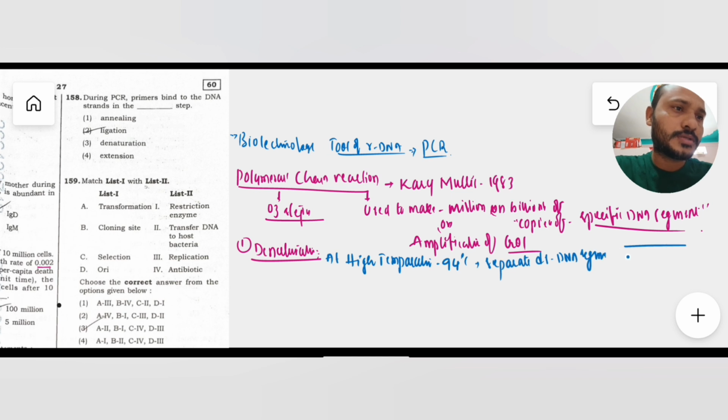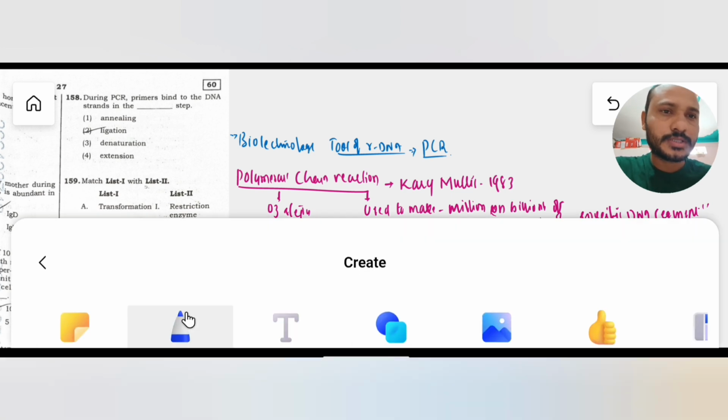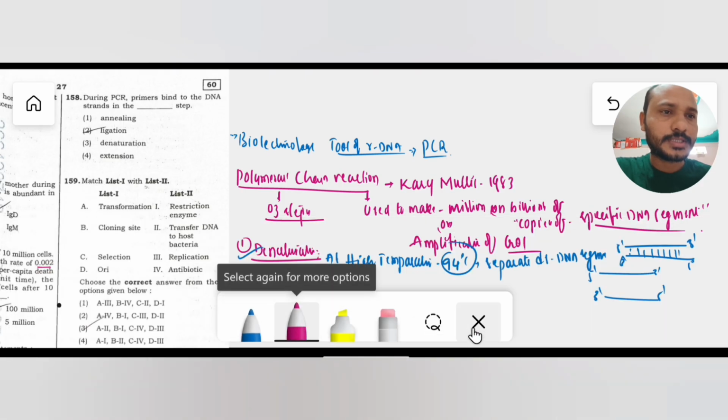If you have 5' to 3' here and 3' to 5' there, these two strands are connected to each other with the help of hydrogen bonds. At a high temperature of 94 degrees Celsius, these hydrogen bonds break down and the two strands become separated. The separation of DNA template strands at high temperature is called denaturation. After denaturation, it enters the next step, that is the annealing step.